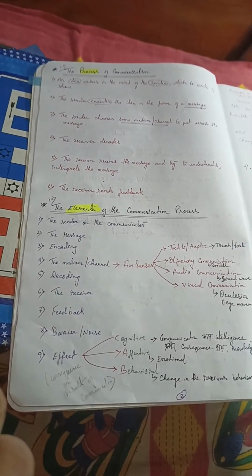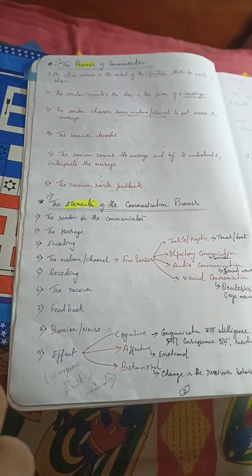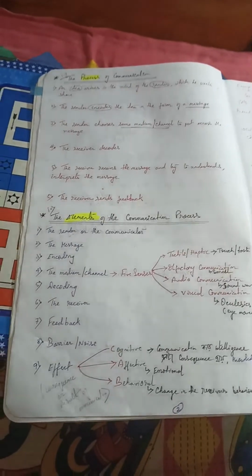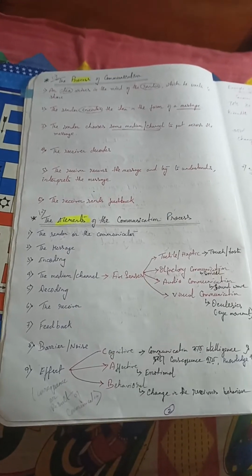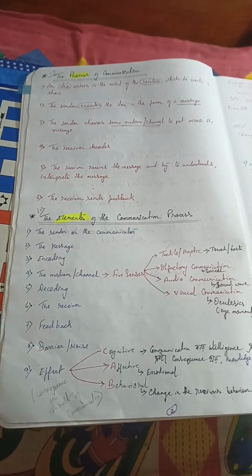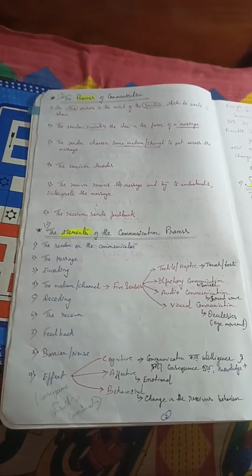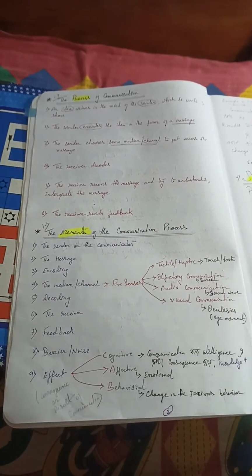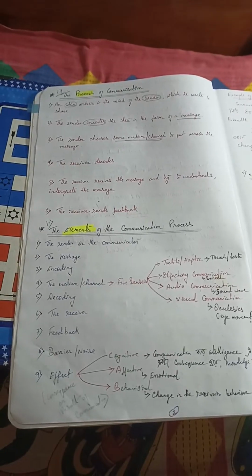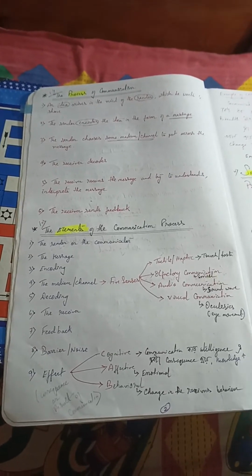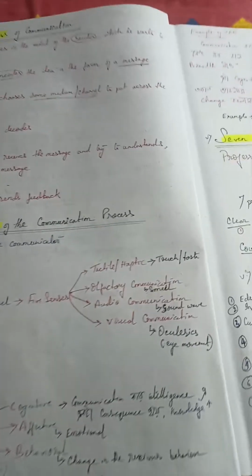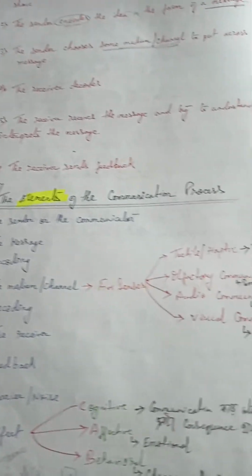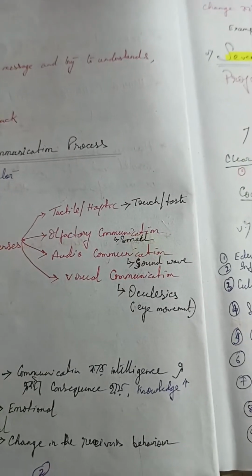Now, the fourth part we will be discussing is the elements of the communication process. We know that the communication process can be divided into 9 parts. As you can see, the first step is the sender or the communicator. Next comes the message, then the encoding part, then the medium or the channel. This medium or channel is very important from the examination point of view. The medium or channel can be divided into 5 senses.